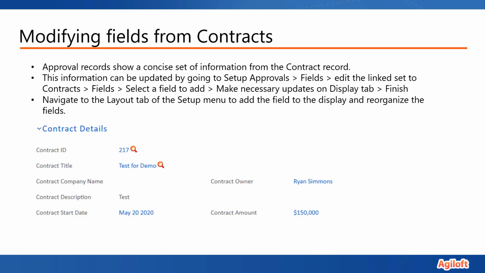It is not necessary for the approver to see every detail about the contract from the approval record. Approvers can click on one of the hyperlinked fields, like contract title or contract amount, to open the contract record itself. The most detailed approval record may not be the most efficient approval record.